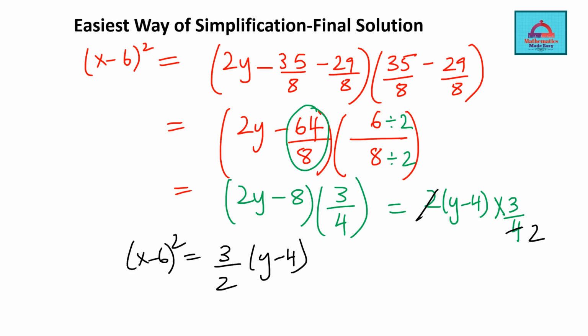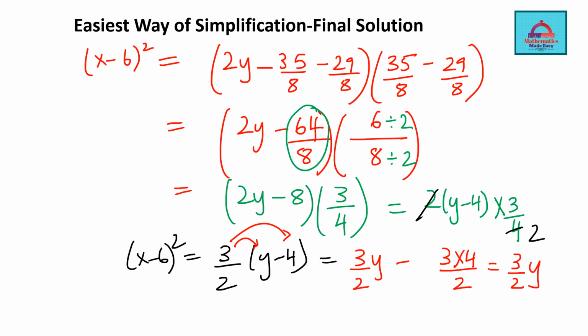Now if you go back to the previous slide and look at the options, all the answers are given with y alone on one side. So I may just simplify this by distributing now. So 3 divided by 2 times y minus 3 multiplied with 4. That's what you get. So this simplifies to the value 3 by 2y, and here it will be just a 6 which is left.